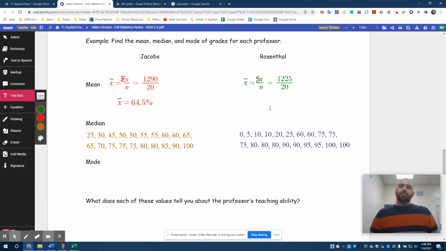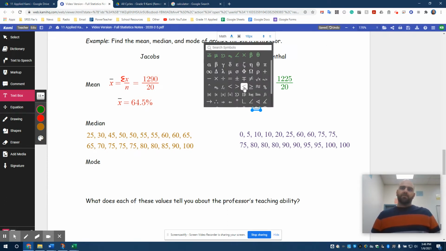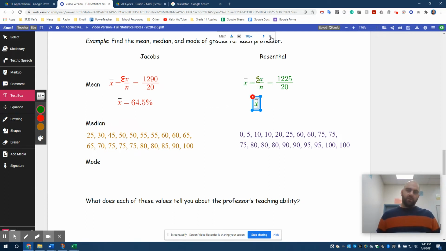All right, now, if we do this one, you'll notice that 1,225 is less than 1,290, so it's probably going to be a lower average because Professor Rosenthal is the worst teacher. No, I'm joking. That's not necessarily the truth. Our average here is 61.25%.